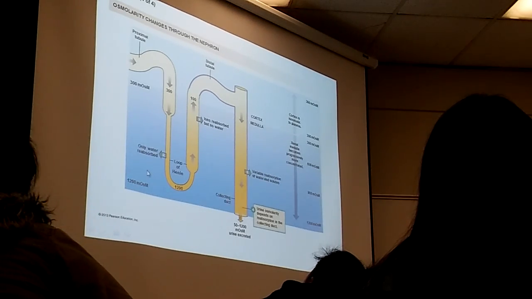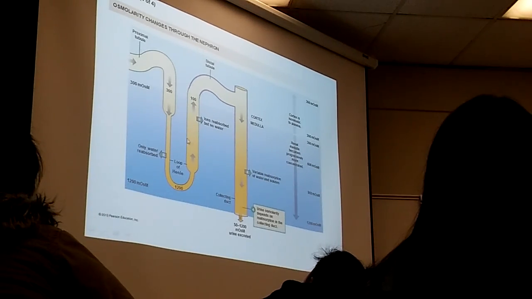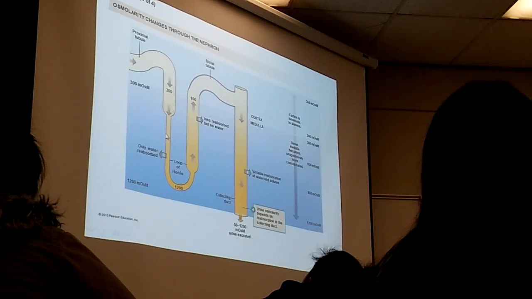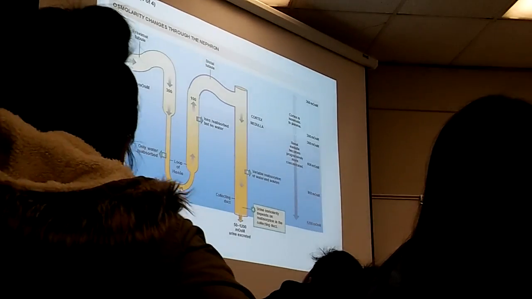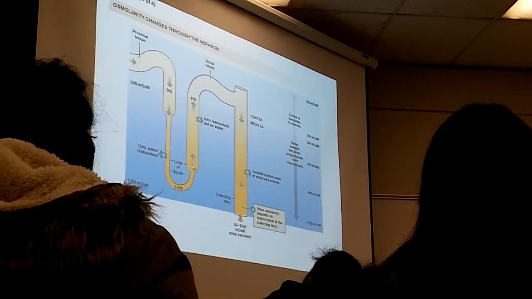We'll also see that there's going to be the vasa recta, and that also adds a second part to this. But it causes this interstitium, this part of the medulla, to be very, very salty. And that's why it draws water out of the descending loop of Henle right here. Okay? So then now we have a very hyperosmotic filtrate as it goes up the ascending loop of Henle.